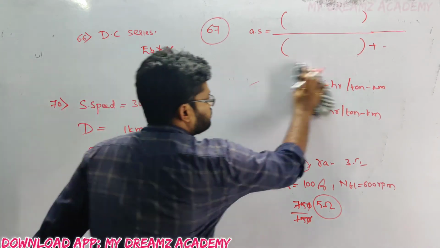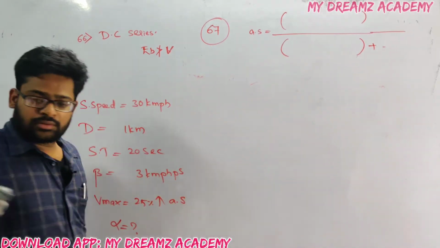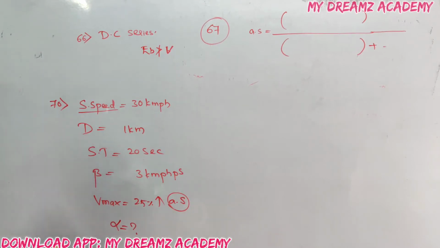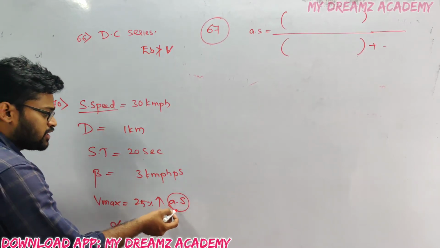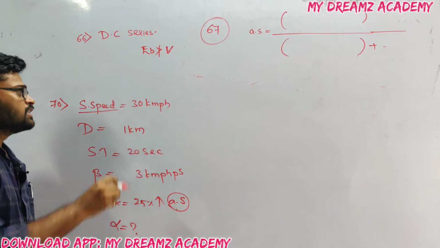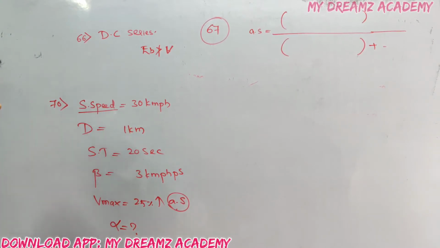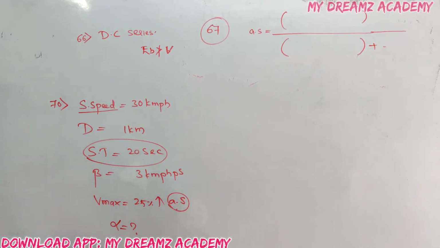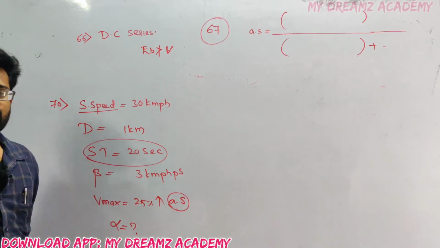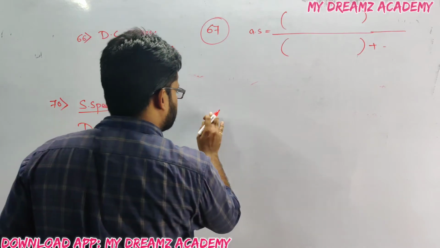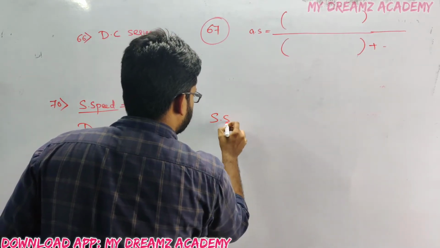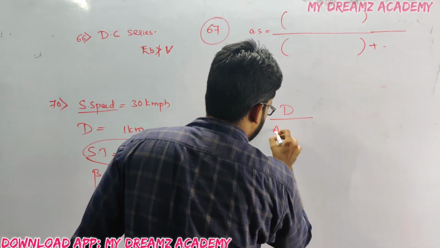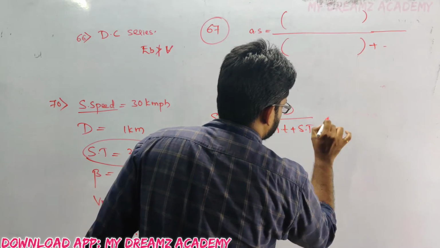Okay, so here the given data is scheduled speed, but we need to calculate average speed. How can we calculate average speed? The difference between average speed and scheduled speed is that the scheduled speed also includes the stopping time. If we neglect that stopping time, then it will give actual speed. Now the scheduled speed can be calculated like this: scheduled speed is equal to distance divided by actual time plus stoppage time.